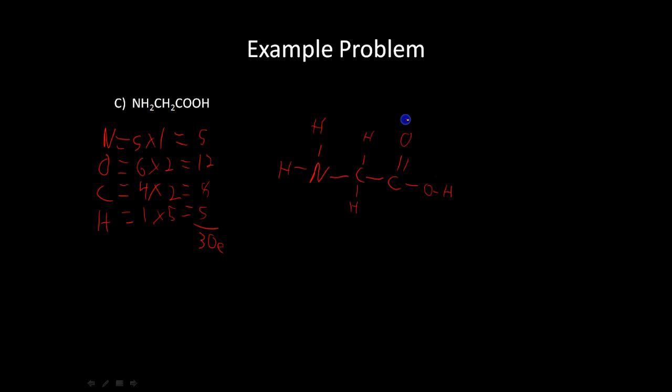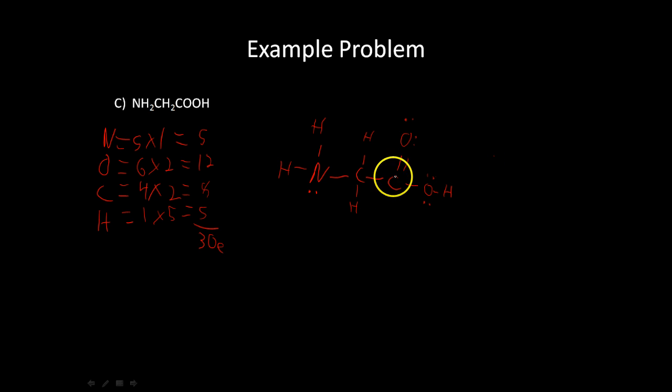Let's go ahead and fill up our octets. We go 1, 2, 3, 4. Now for this oxygen, we have 1, 2, 3, 4. All right, we have an octet for all of the carbons. Nitrogen, we still need 2 more electrons because it's got 2, 4, 6. This right here should have 30 electrons shown. That's 2, 4, 6, 8, 10, 12, 14, 16, 18, 20, 22, 24, 26, 28, 30. So this is our Lewis structure.